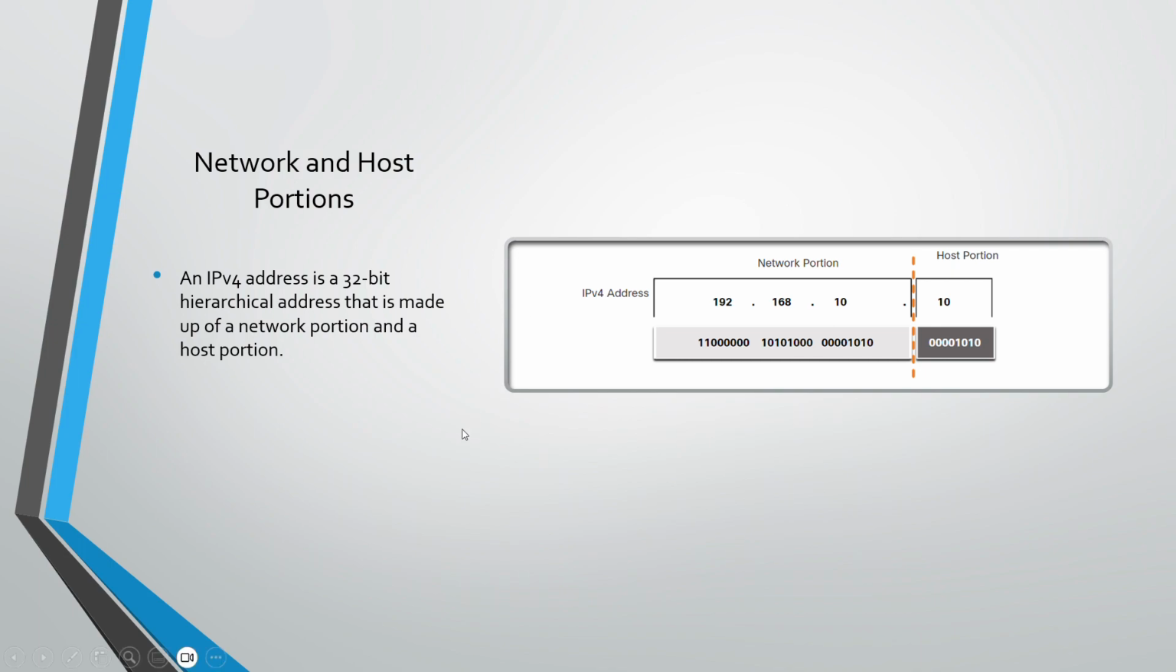So for each IPv4 address there is a network portion and a host portion, and just like before, an IPv4 address is a 32-bit hierarchical address that is made of a network portion and a host portion. And as you can see in this picture here, it shows an IPv4 address in decimal and binary form, and you can see which octets are part of the network portion and which are in the host portion.